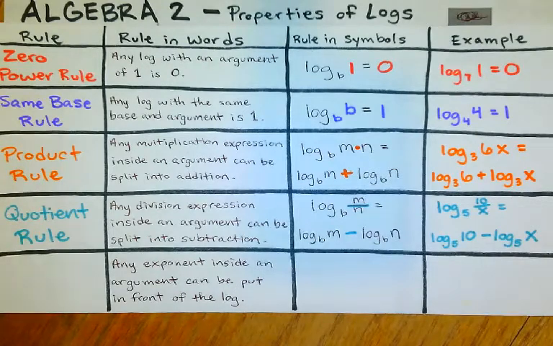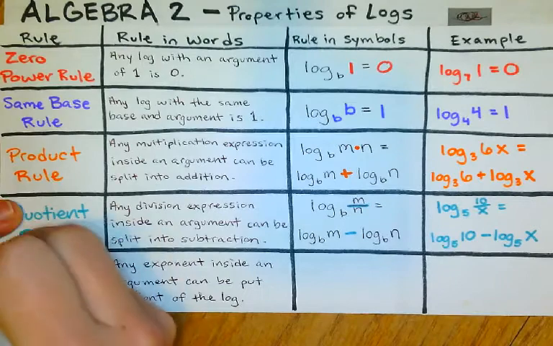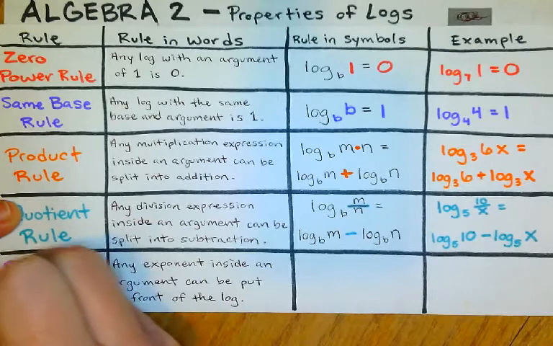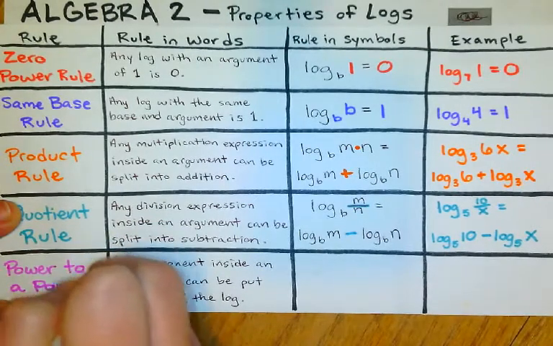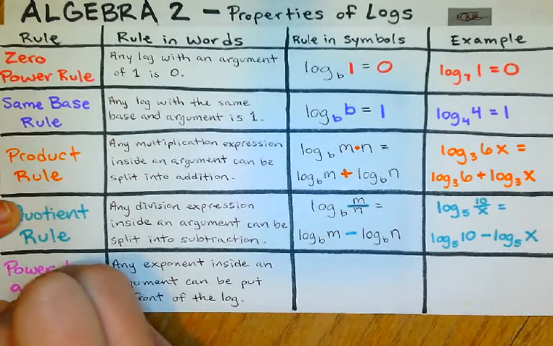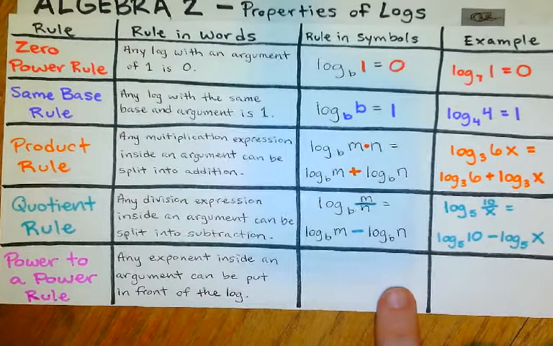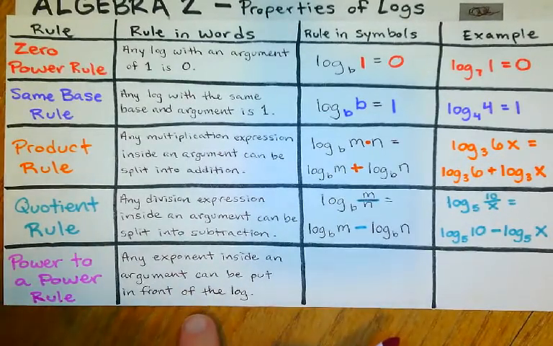All right, the last rule that we're going to take a look at is the power to a power rule. What this rule says is any exponent that we have in an argument can be moved in front of the log. Here's what that looks like. This is what we're talking about.